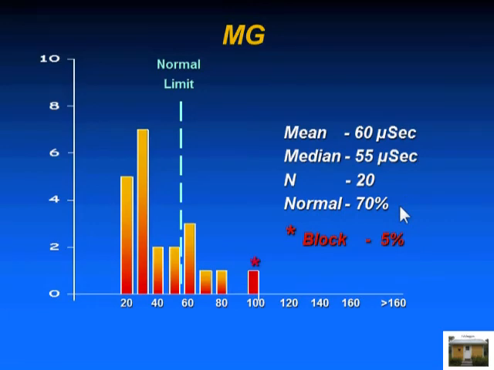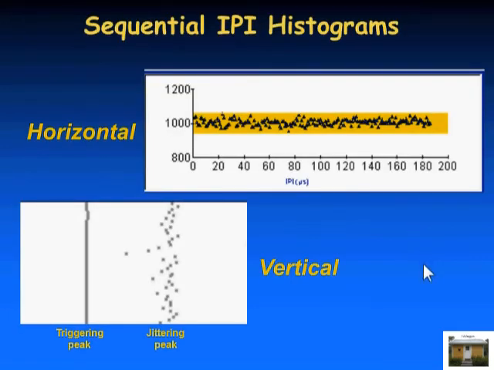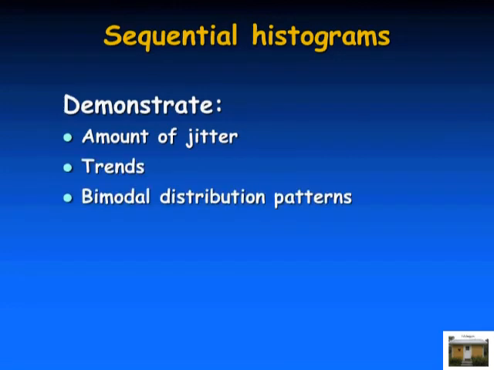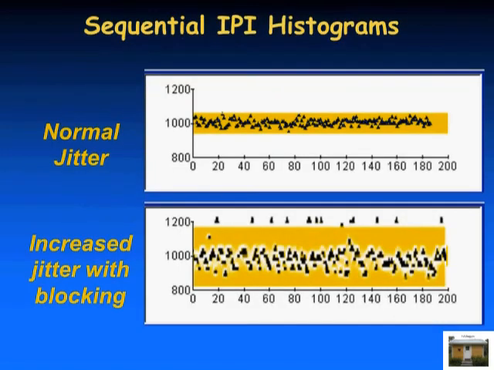I showed the sequential histogram earlier. This is the way the histogram is plotted in the Synergy equipment. In the Keypoint equipment, it's plotted vertically, but you get the same information from this line of dots that you get from this line of dots. The line of dots shows you things like the amount of jitter, whether there are trends, effects of firing rate, and outliers. This is a normal sequential histogram with a relatively tight line of dots.